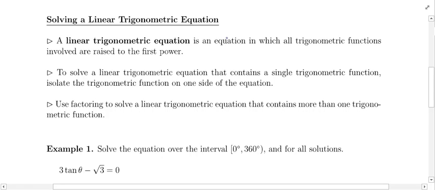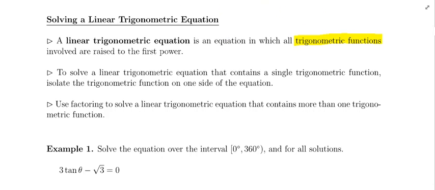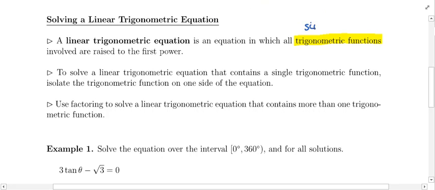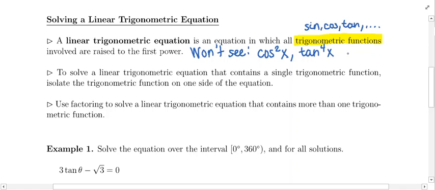If you have a trigonometric function, and what I mean by this phrase, trigonometric functions, I'm talking sine, cosine, tangent, and so on. If it's linear, every trig function that's involved is going to be raised to the first power. So what that means is you won't see things like cosine squared of x or tangent to the fourth of x.